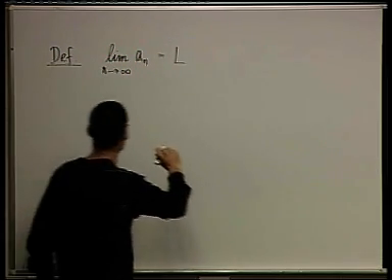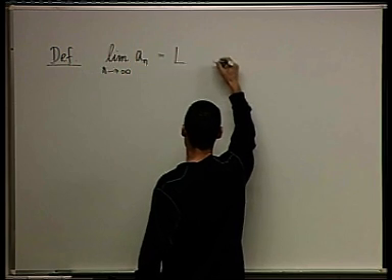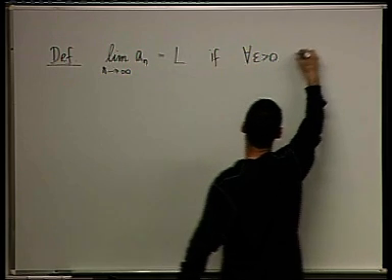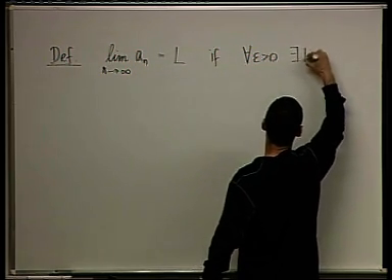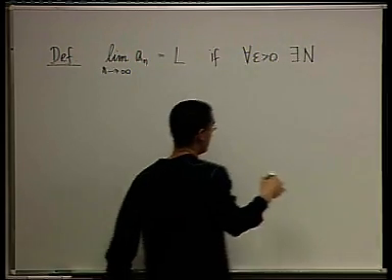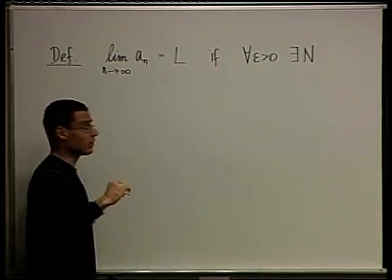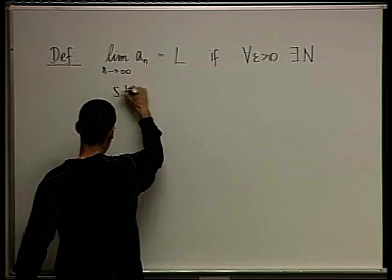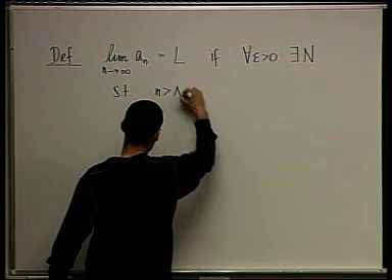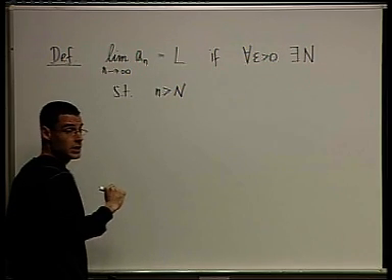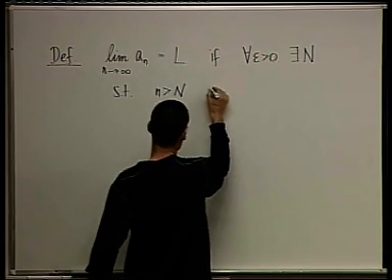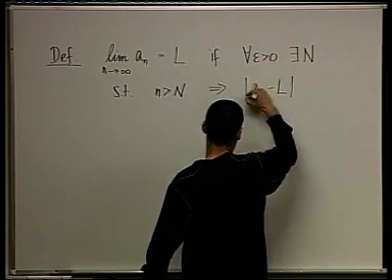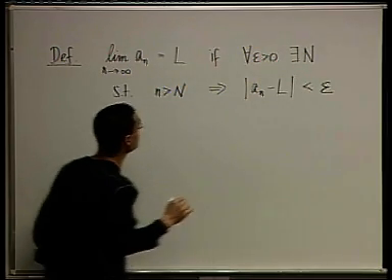Okay? The limit of a_n as n goes to infinity is L if for every epsilon there exists an N. N is the threshold index in our mind, such that if you went far enough in the sequence, if you've passed that big N, this implies that you're epsilon close to L. So this is the definition.